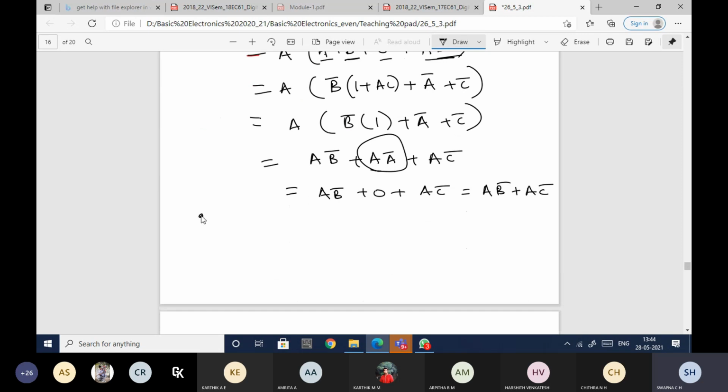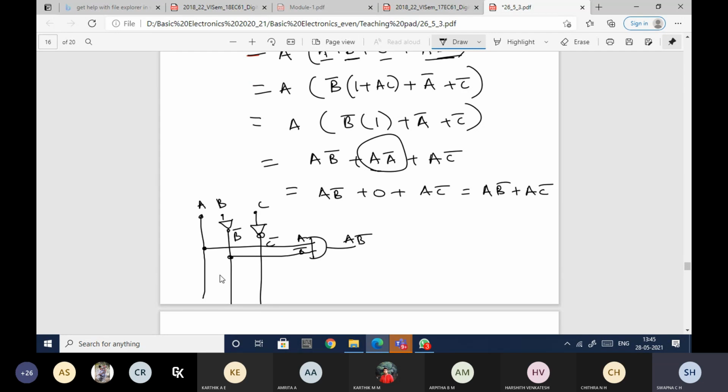So I need A. This is my A line. Next I need B bar. B I have, so B bar. C bar. Okay, so I need A B bar. This is A, this is B bar. Give it to the AND gate. So it will become A B bar.